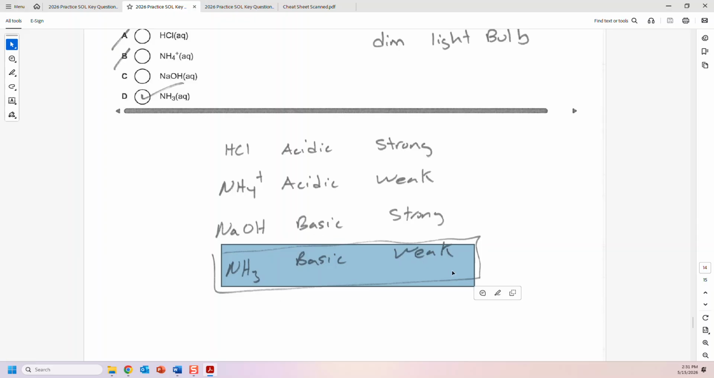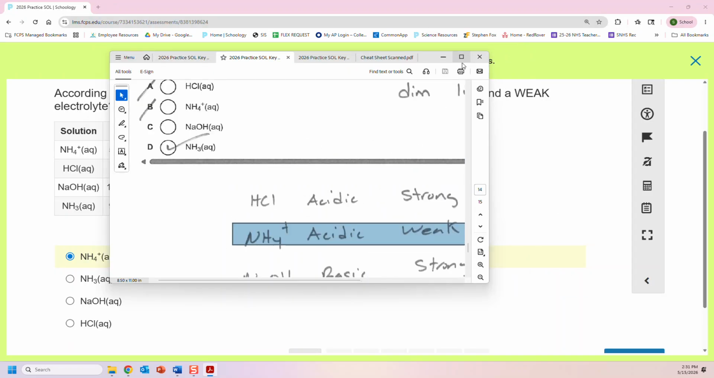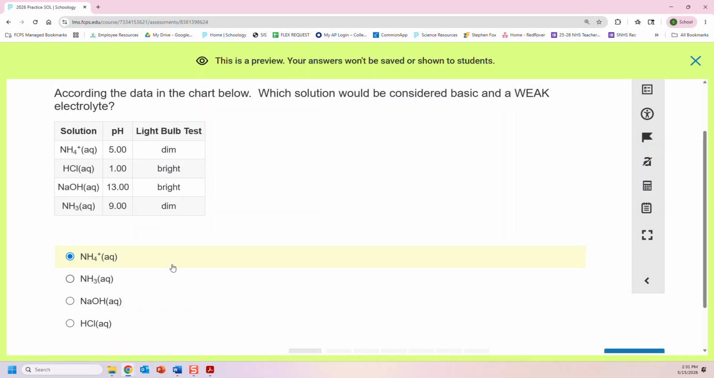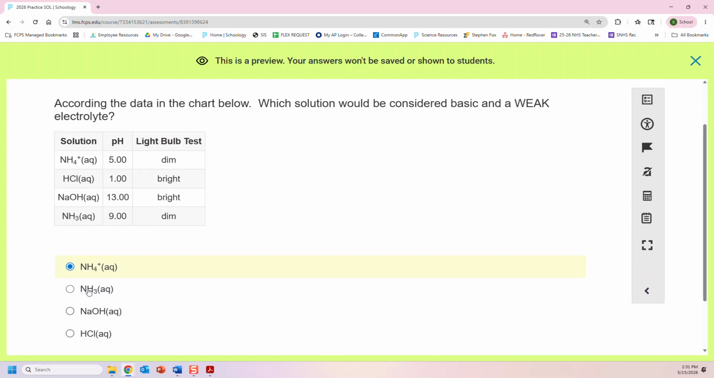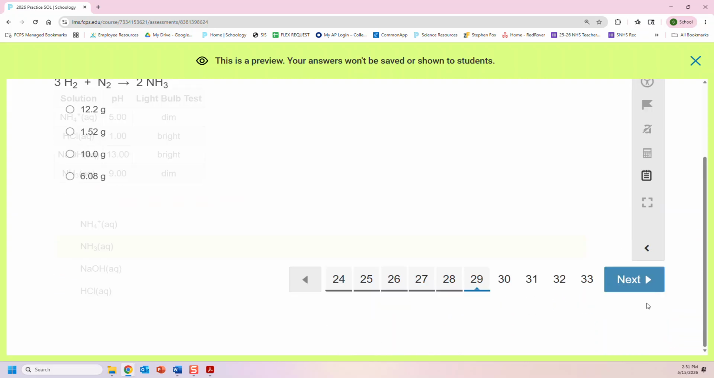It's also a weak base, and the ammonium is a weak acid. Weak acids are weak electrolytes. Strong acids are strong electrolytes. If you want to remember those, right? But that's not something I would worry about too much. Okay. So again, it's the ammonia, basic and weak electrolyte.